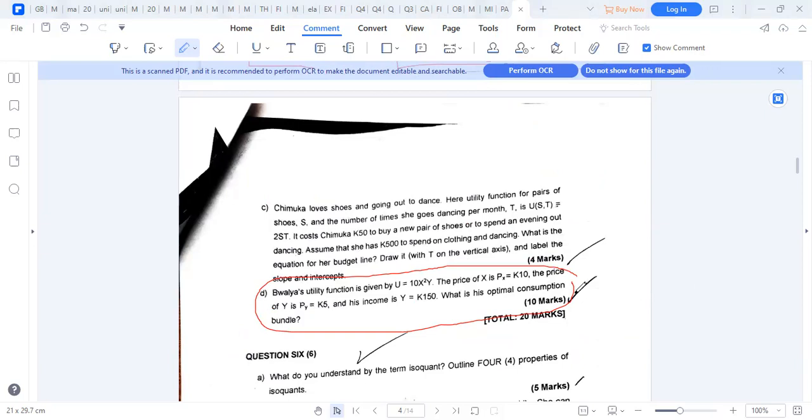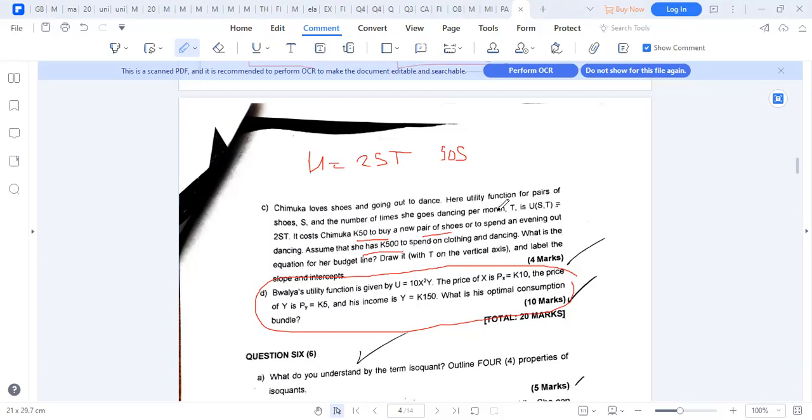Then Chimuka loves shoes and is going out to dance. Here, the utility function of shoes S and the number of times she goes dancing T is given by the utility 2ST. It costs Chimuka 50 kwacha to buy a new pair of shoes or spend an evening dancing, and she has 500 kwacha to spend on clothing and dancing. What is the equation of her budget line?